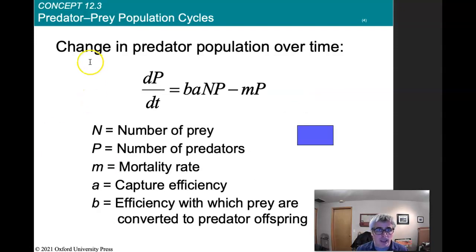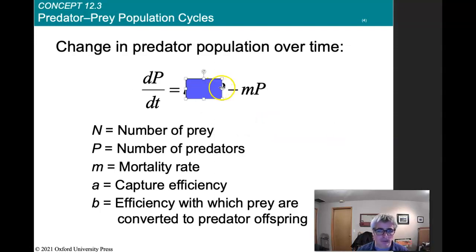Now let's look at the change in predator population. Before we were looking at prey, now we're looking at predators. So the change in predators over the change for a given unit of time is equal to, let's think about how to break this one up. M and P, mortality rate.